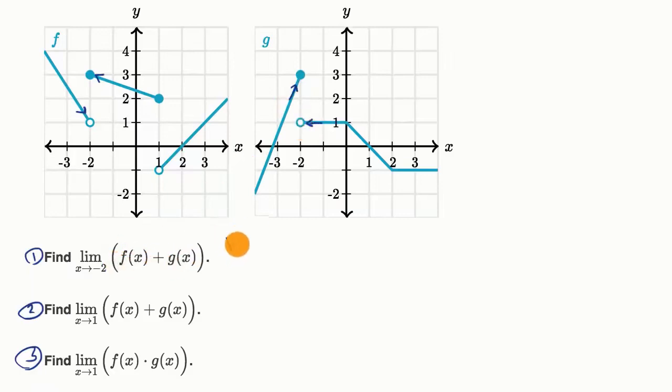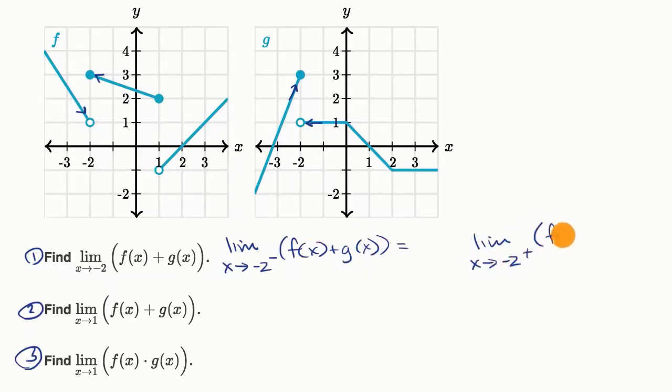As long as the limit as x approaches negative 2 from the left of the sum, f of x plus g of x, exists and is equal to the limit as x approaches negative 2 from the right of the sum, f of x plus g of x. So what are these things? Well, as we approach negative 2 from the left, f of x is approaching, it looks like 1, and g of x is approaching 3. So the sum is going to approach 4.